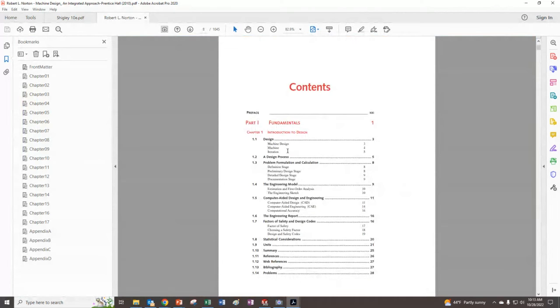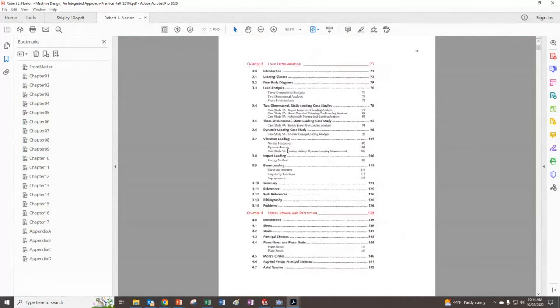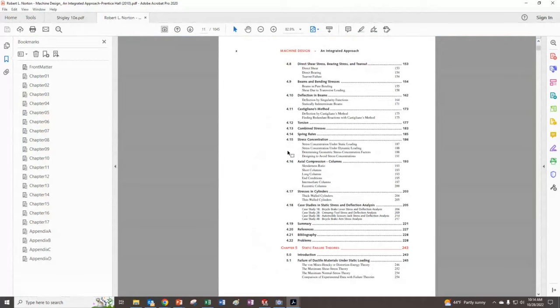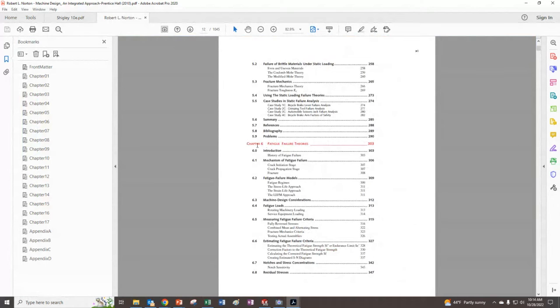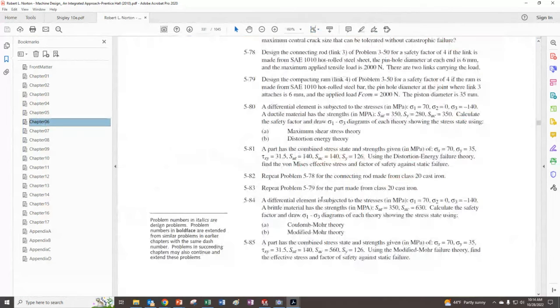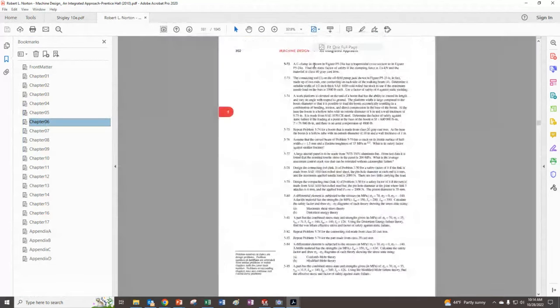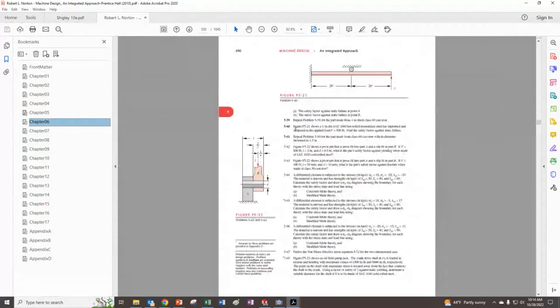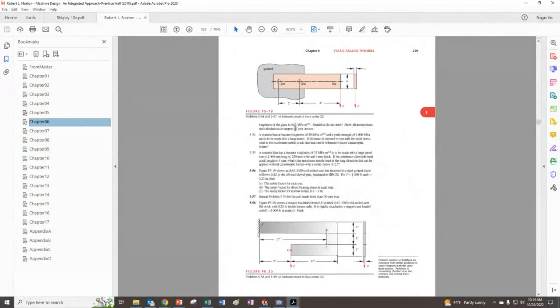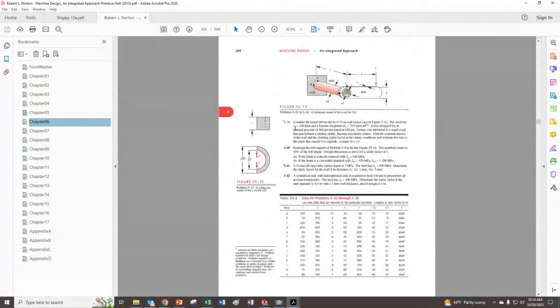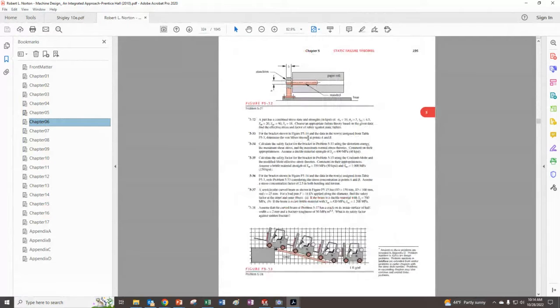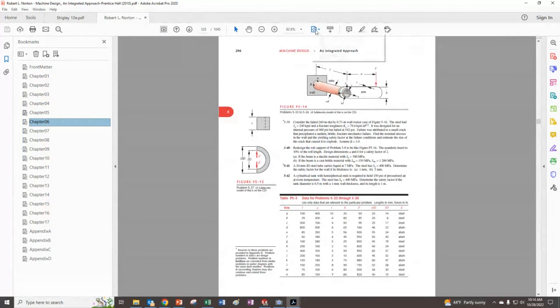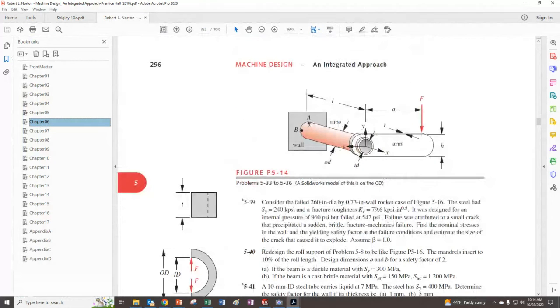Let's see. Static failure theories. So let's see in chapter 5. Let's go to the back of chapter 5 and see if we have some cool images in here of some stuff. Yeah. All right. Well, let's take this guy right here. Let's pretend that he has some stress concentration right here at A and B.